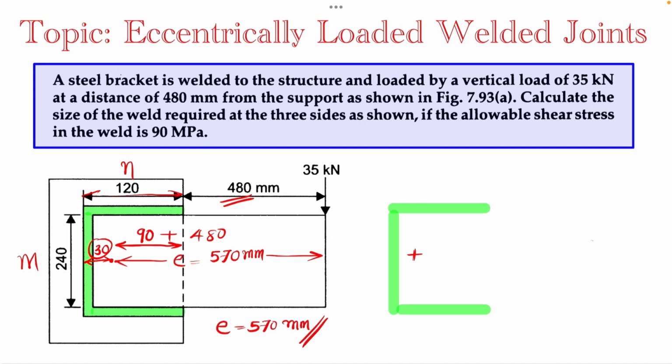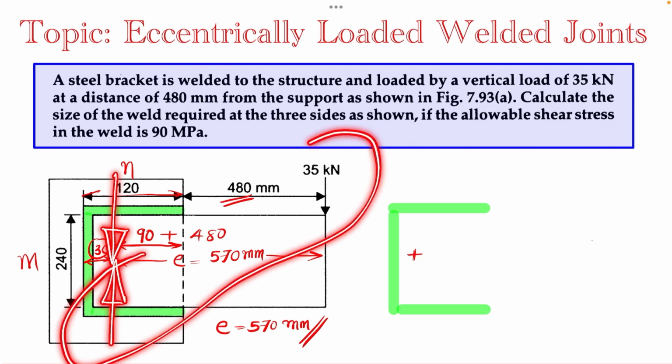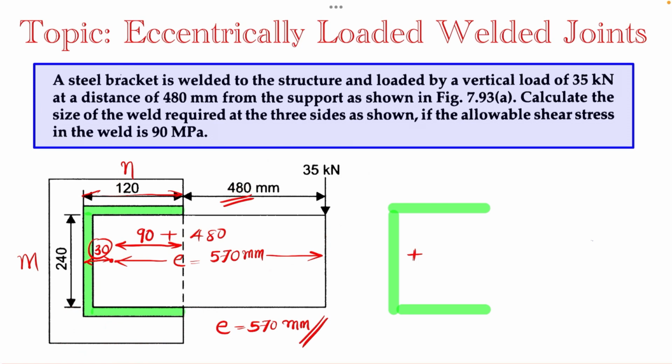Now we will transfer this load to the CG location. That means the load is acting at this point, but we need to transfer this load to this point, that is the CG. For that we consider equal and opposite forces, and this pair creates a moment or couple, which is known as the torsional moment or torque about this CG.